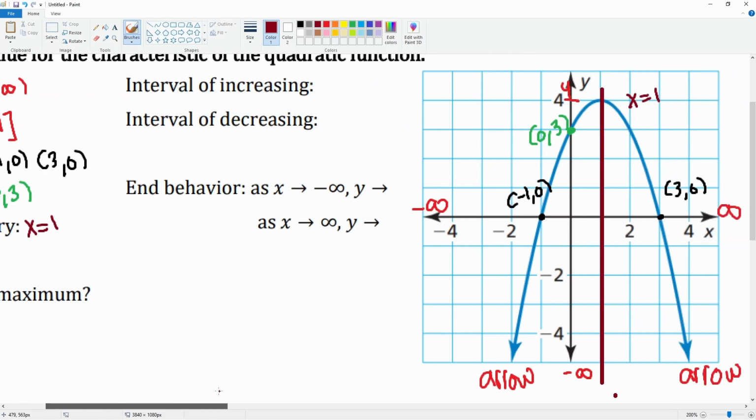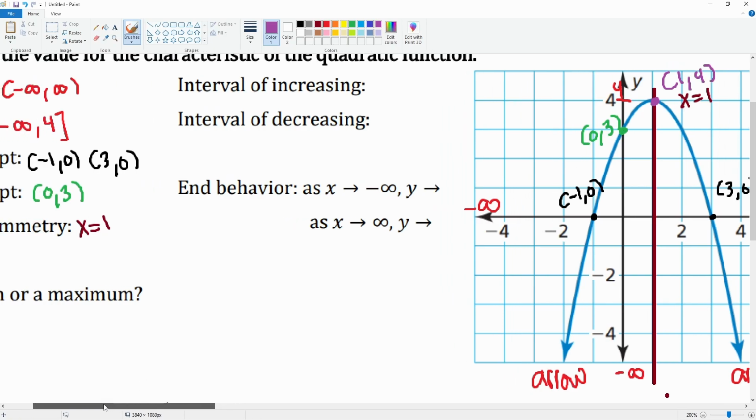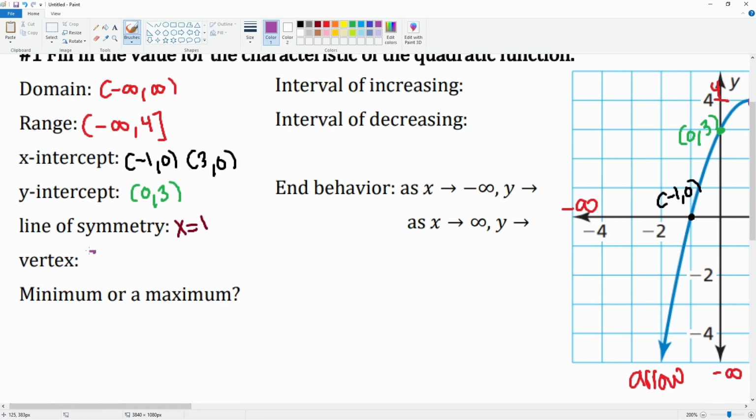We can now find the vertex. The vertex is either the highest point or the lowest point. And right here, it is the highest point at 1, 4. It's always going to include the range. So it's the 1 because of the x, and then the 4 from the range. And this is the highest point, so it is considered to be a maximum because it is the highest point.